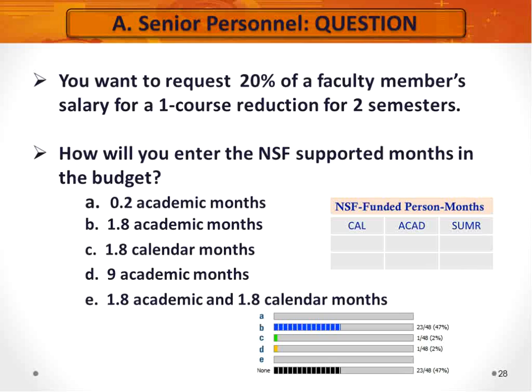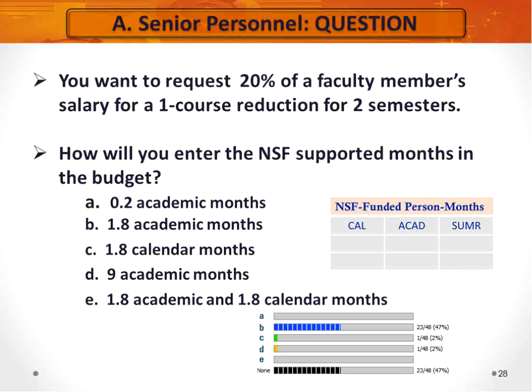So if there are faculty members, particularly technical faculty members, who really work a whole 12-month contract, so they actually are paid over calendar months, and let's assume the 2 semesters plus this third one, then that would be 1.8 calendar months if the person is being paid on a 12-month contract rather than a split contract.